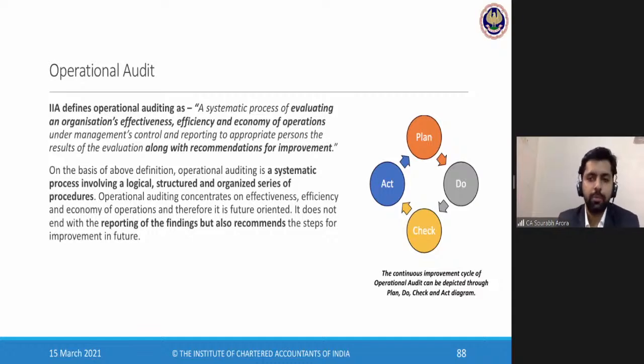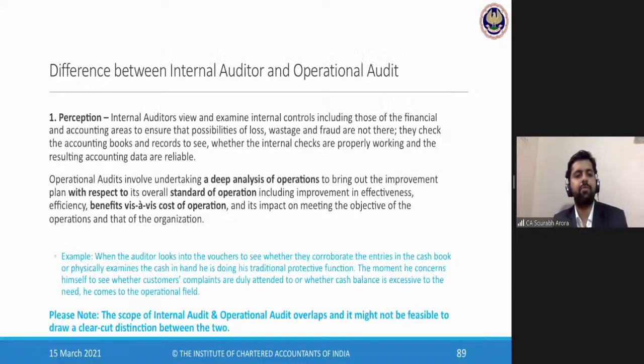And it is a continuous process. Plan, do, check, act. Remember this diagram. It is a systematic process involving a logical, structured, and organized series of procedures, reporting the findings, but also recommending the steps for improvement. What is the difference between internal audit and operational audit?